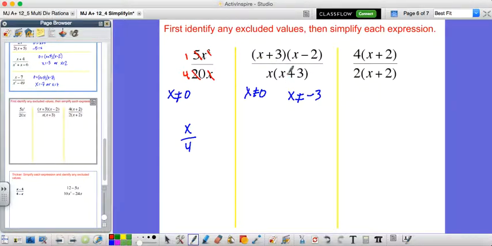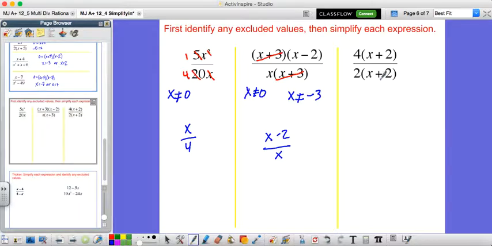We have an x plus 3 and an x plus 3 on top and bottom, so those can go away. And we're left with just x minus 2 divided by x. And remember, you can't cancel this x and this x because these two things are not being multiplied. They're being subtracted.